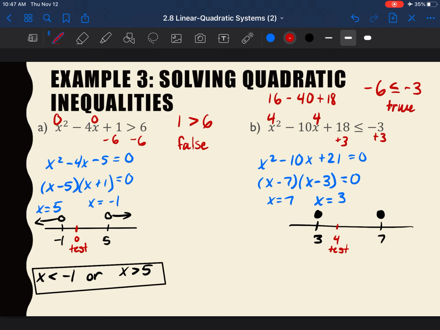So then, since that's a true statement, that means 4 is part of the solution. So that means that the solution is everything that is in between 3 and 7. All these possible numbers in between 3 and 7.